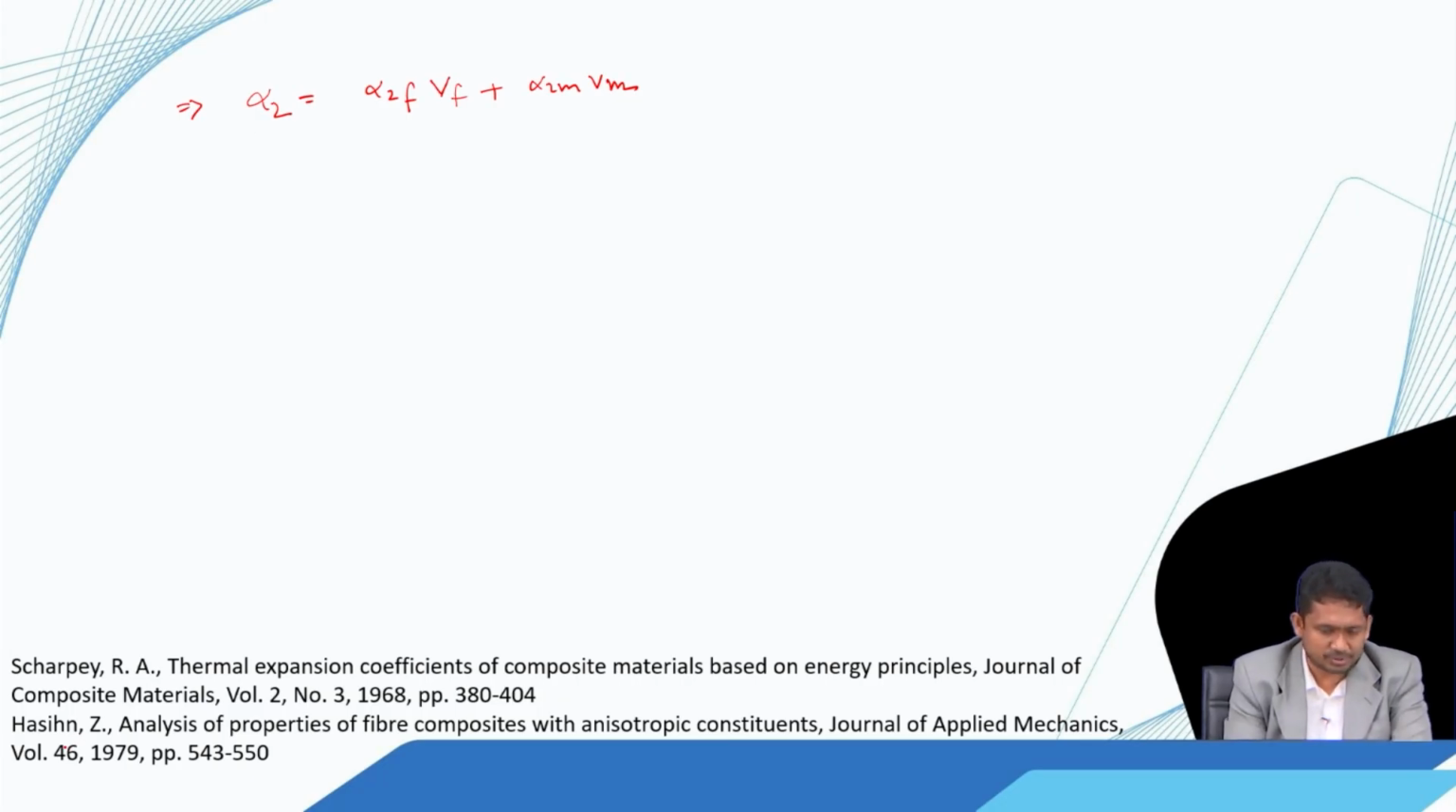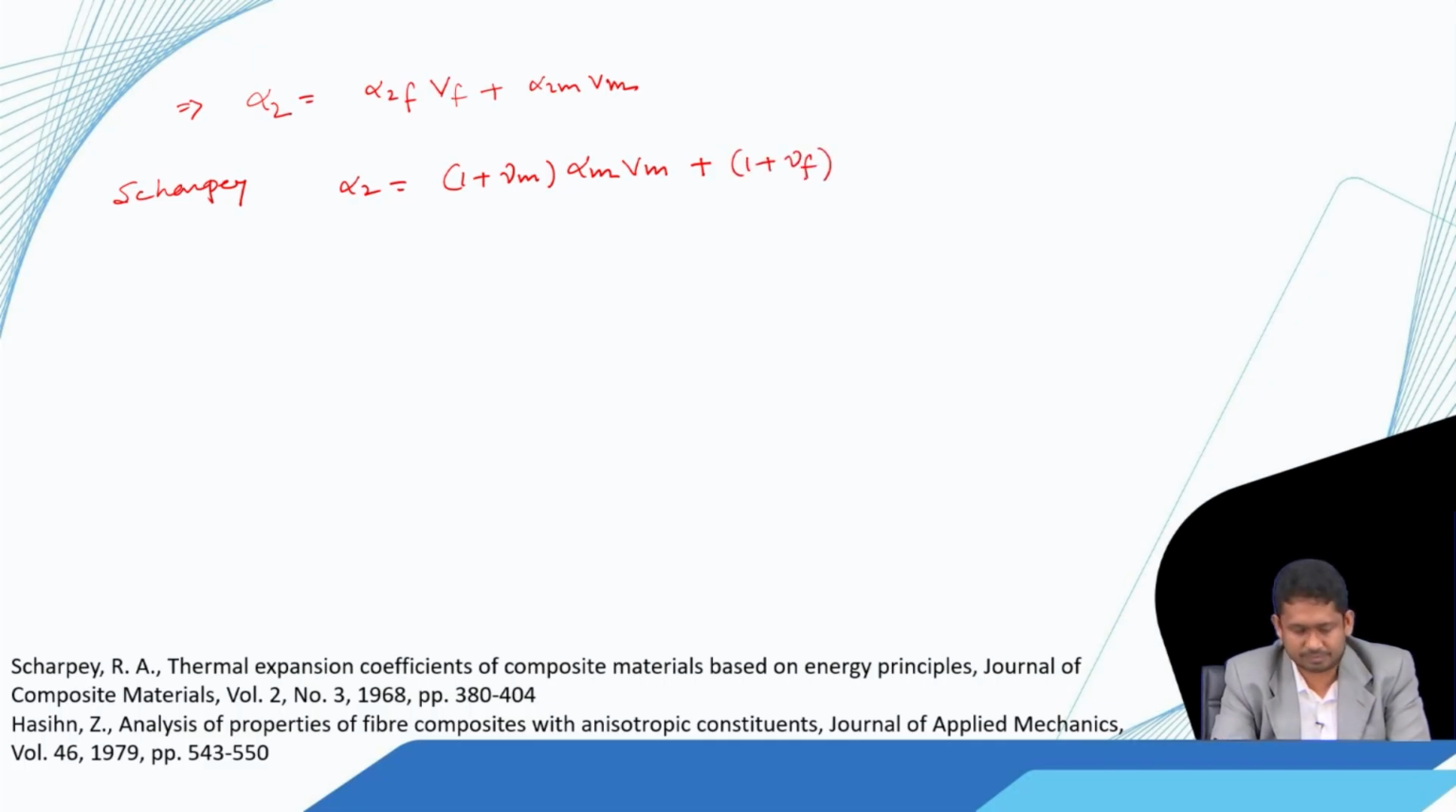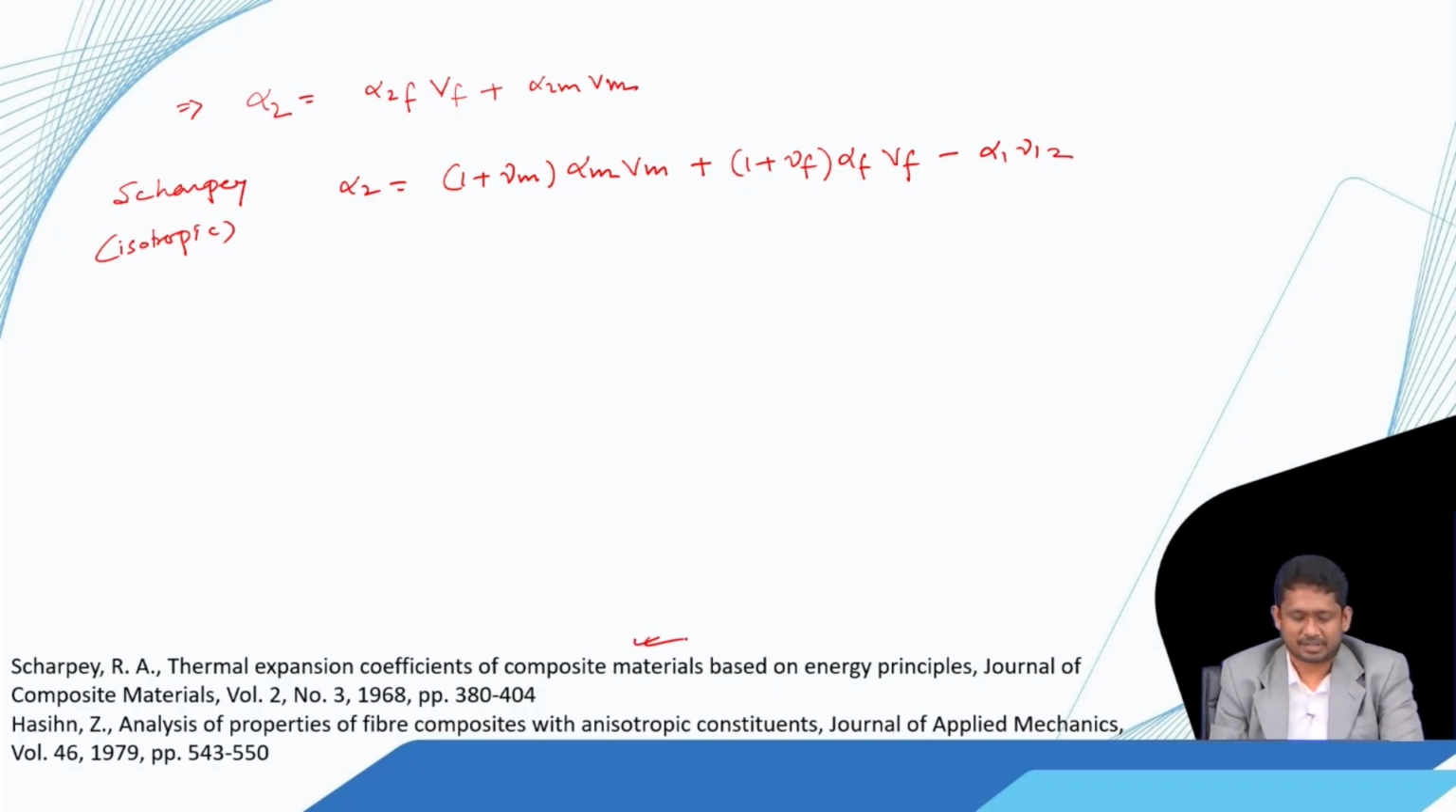Now, using the energy approach, Schapery got somewhat different expression, and that was alpha t is equal to 1 plus nu m multiplied by alpha m into Vm plus 1 plus nu f multiplied by alpha f into Vf minus alpha 1 into nu 1 2, and this again his derivation was for isotropic cases, and for more details this paper by Schapery can be referred to.